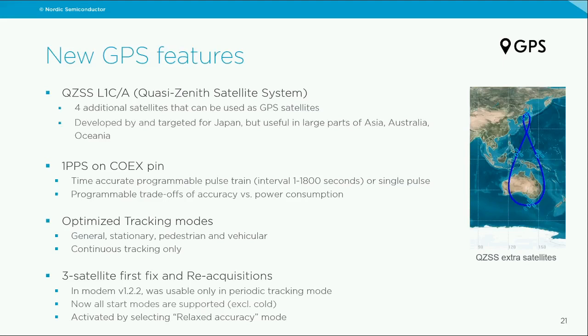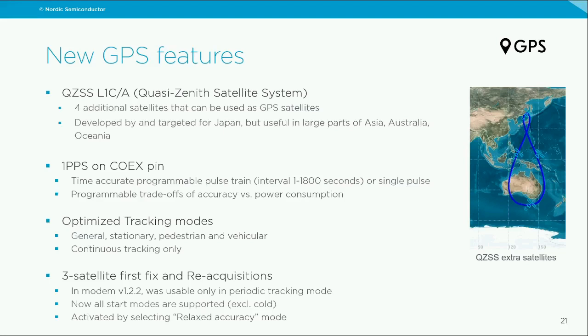And also we have a new feature for optimized tracking modes. So now we have 4 modes you can choose between to optimize the algorithms in the GPS side based on your application. So you can select the general mode if you don't have any specific application like the other modes. The other modes are stationary, pedestrian, and vehicular. So if you have a device that's stationary, you can select that mode to the GPS, and it should behave differently and optimized based on this selection. And this supports continuous tracking mode only.